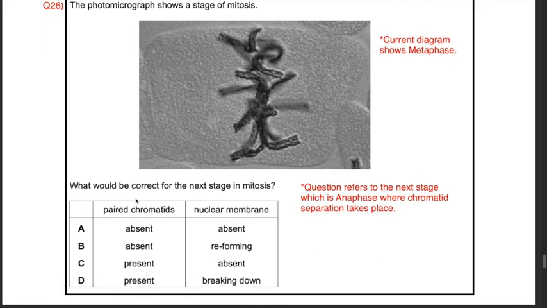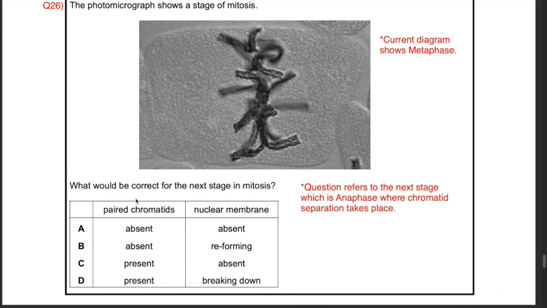Question 26. The photomicrograph shows a stage of mitosis. What would be correct for the next stage in mitosis? The current diagram given over here shows metaphase, where the chromosomes are aligned at the equator or the middle of the cell. Since the question refers to what would happen in the next stage, that is, what comes after metaphase? Well, it is anaphase.